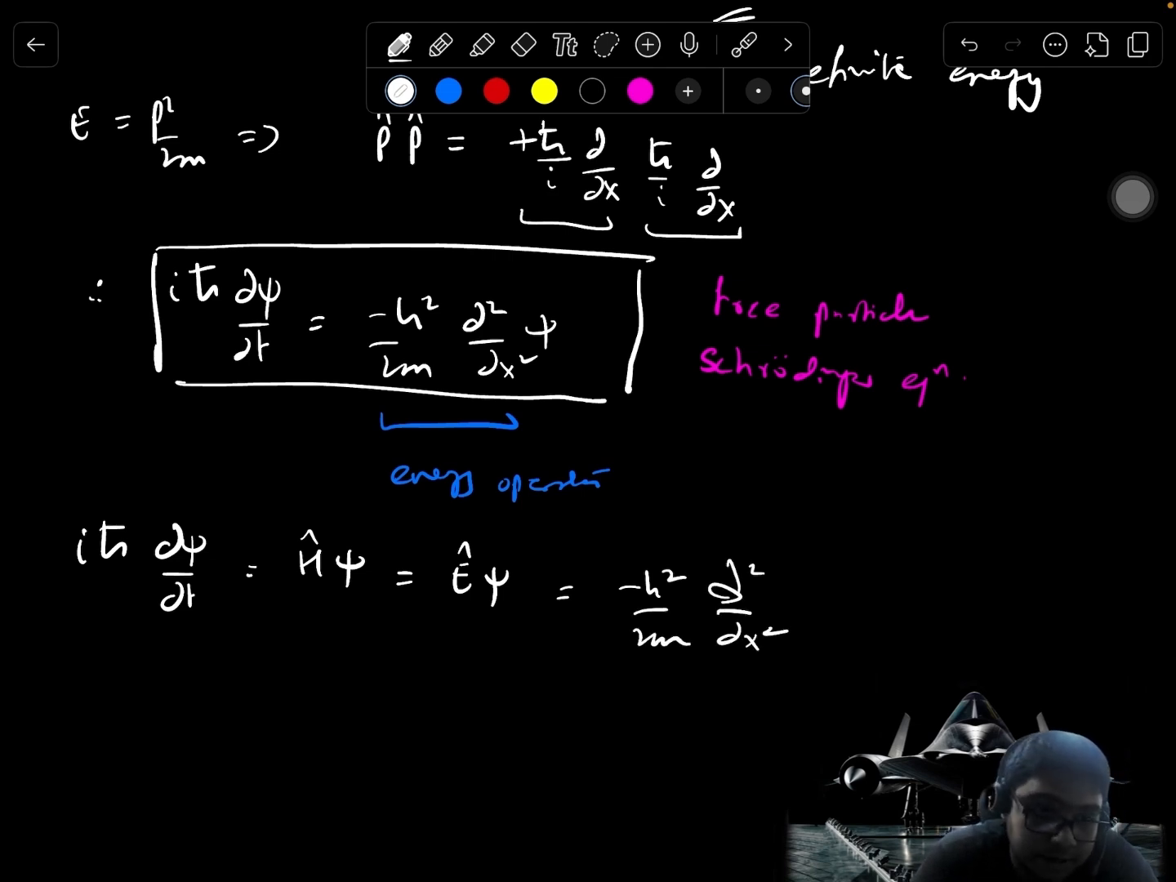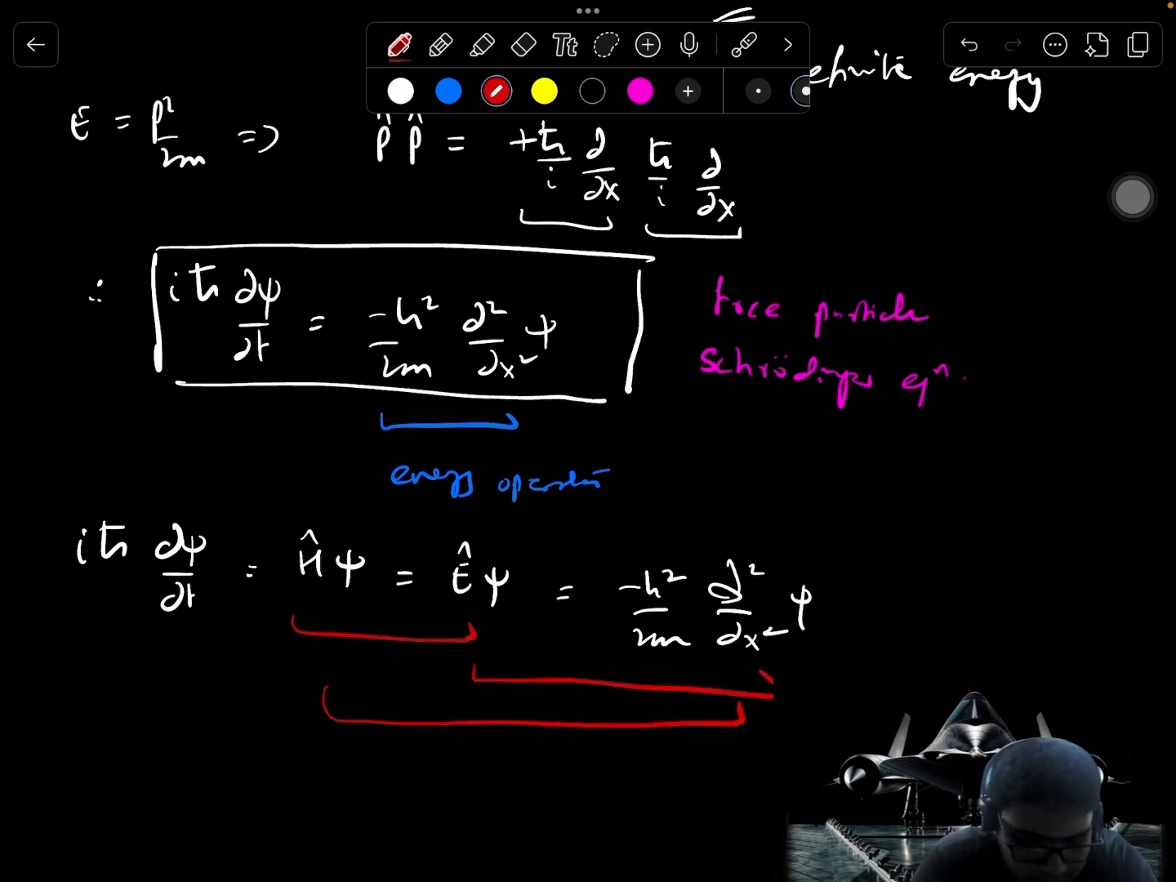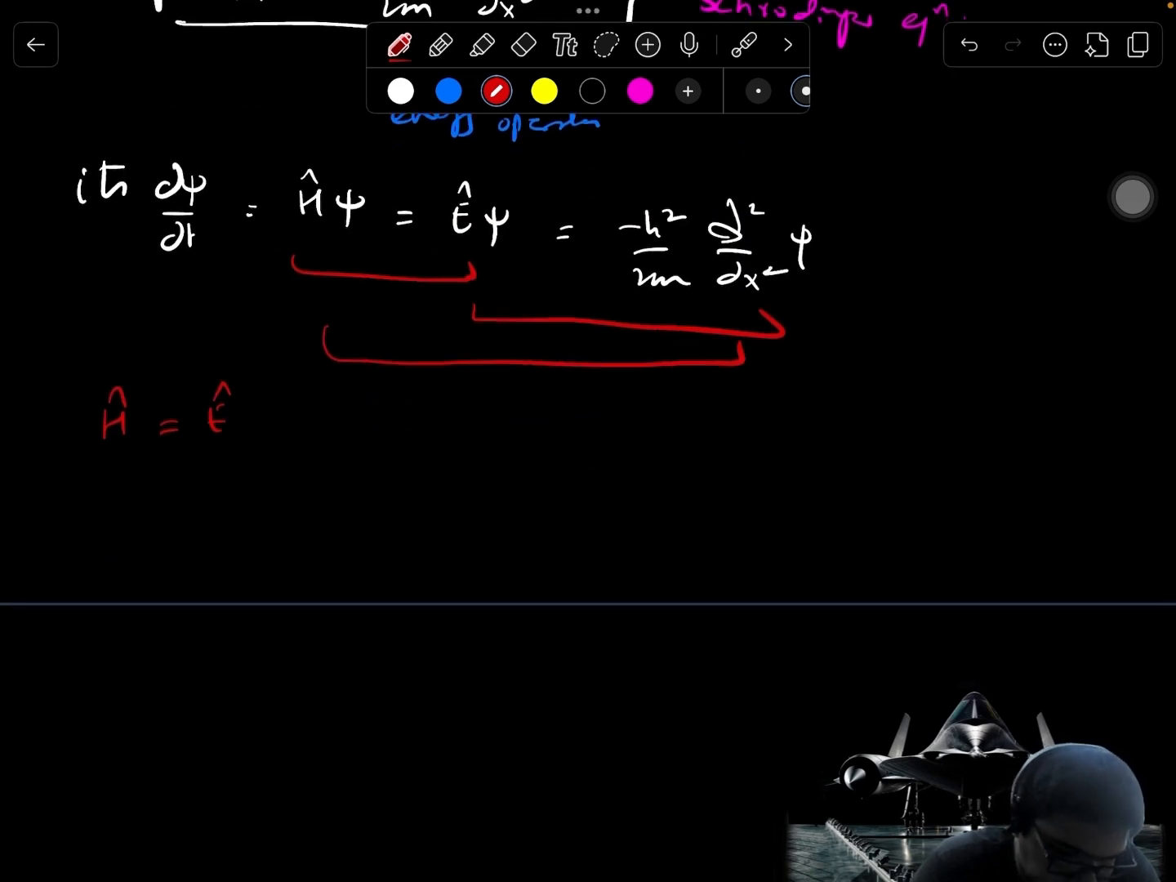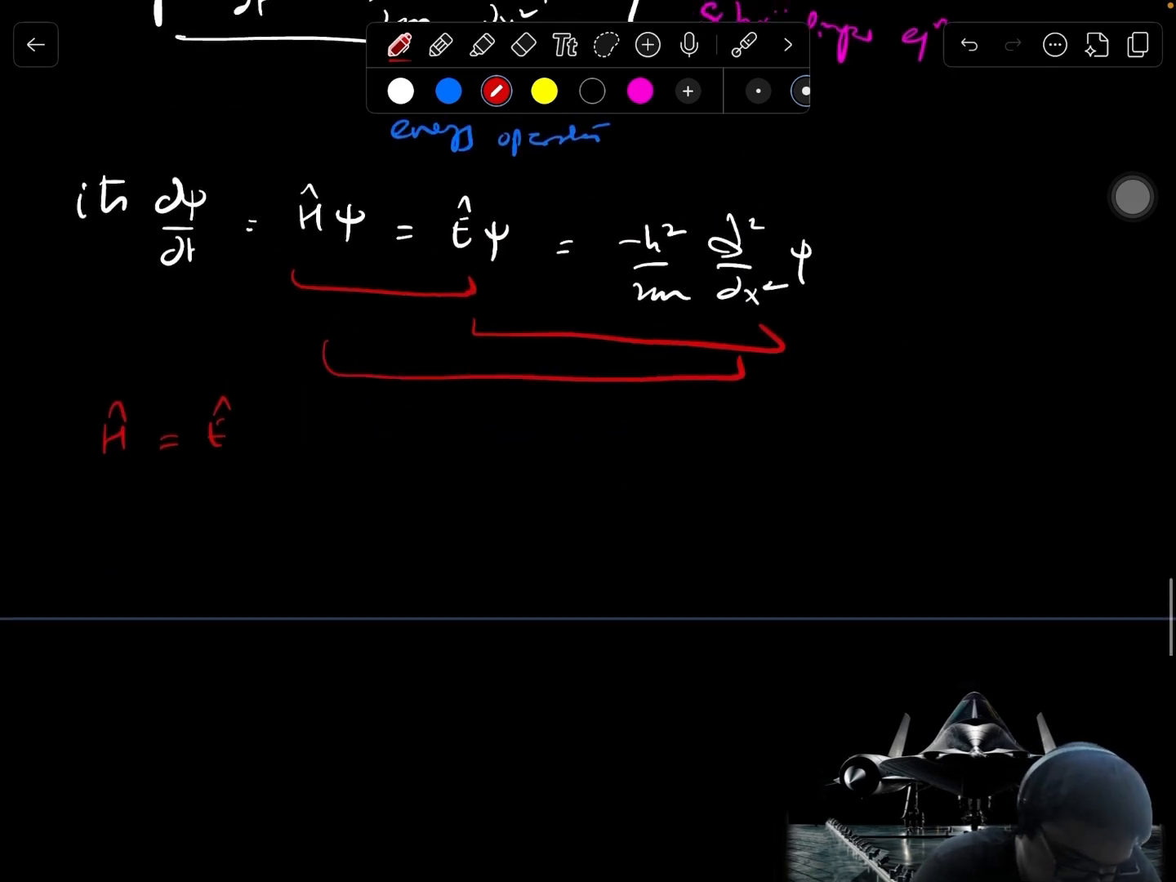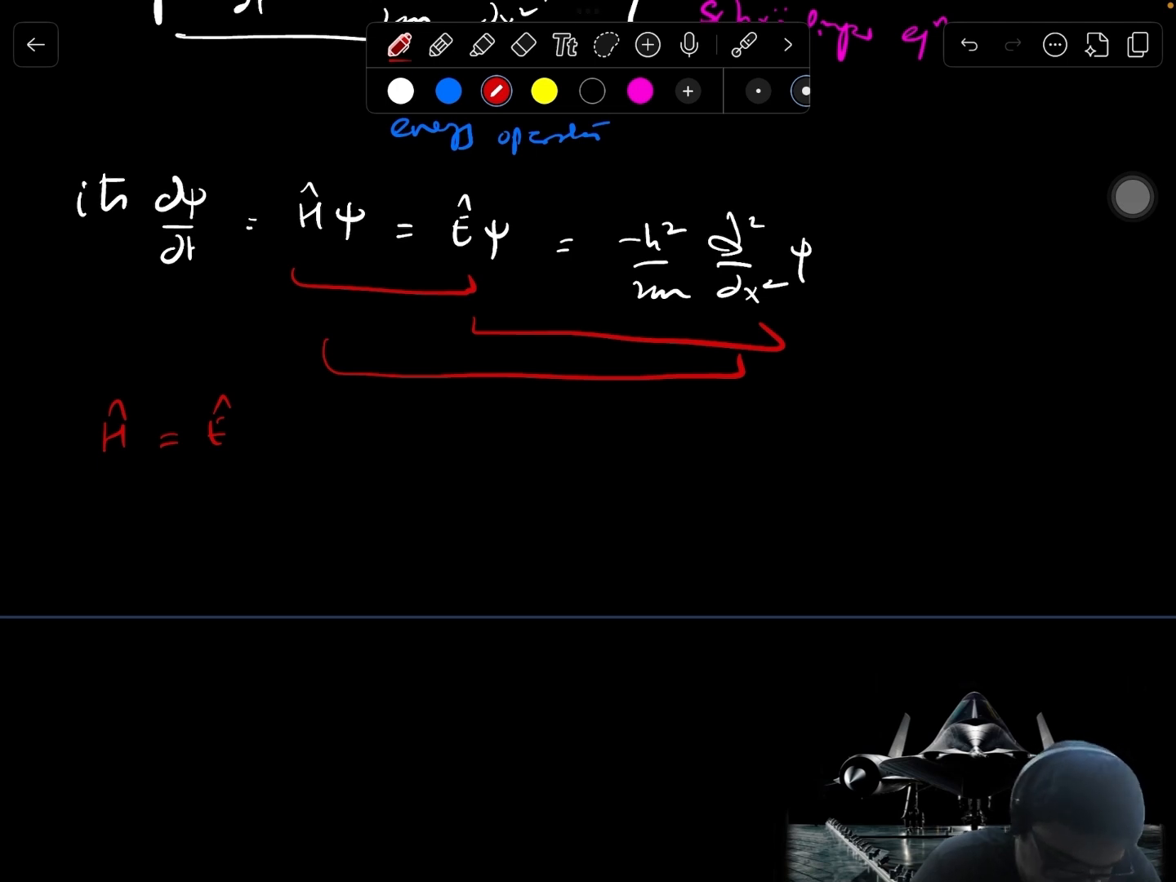So we have two different relations here. The first is the relation between the Hamiltonian and the energy operator, and we also place the value of the energy operator in the equation to get the free particle Schrodinger equation. Moving on. So we can also write this as this, since the Hamiltonian and the energy operator are the same.